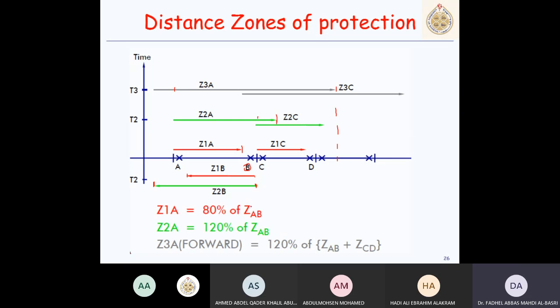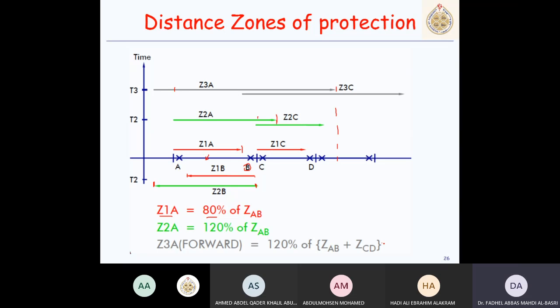Okay. So what are the settings? Settings, as I mentioned, for zone 1, 80% of the line protected. Suppose I'm talking about line AB, this line. Okay. So I have to set it at 80% to 90% of ZAB. Zone 2, 120% of the line impedance. Zone 3 forward, 120% of ZAB plus ZCD in this case.